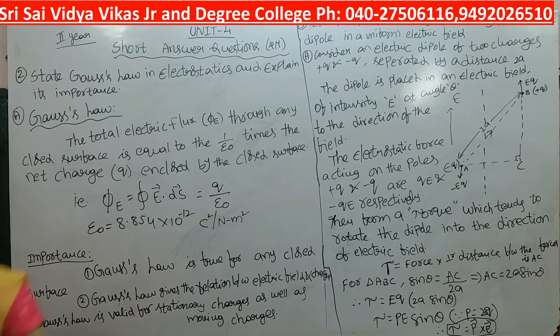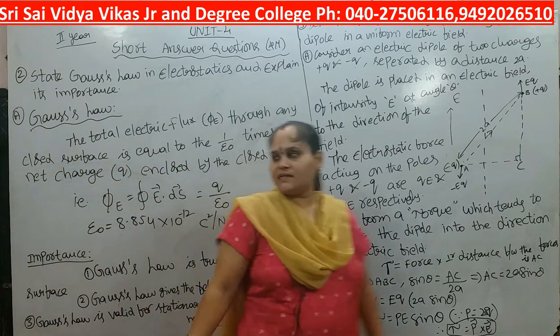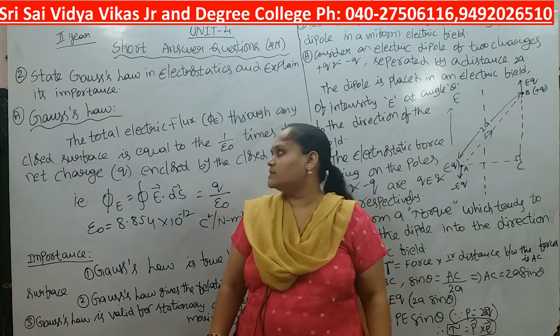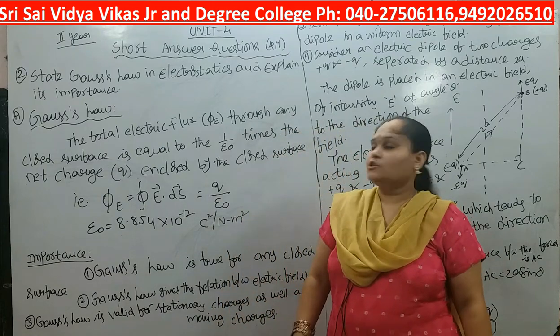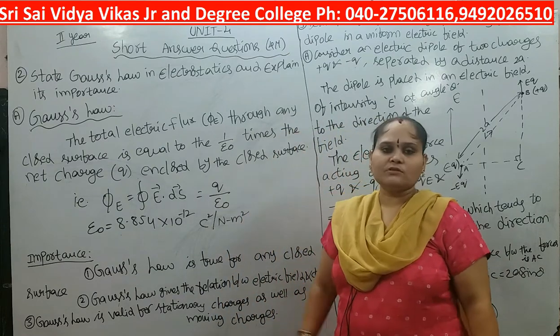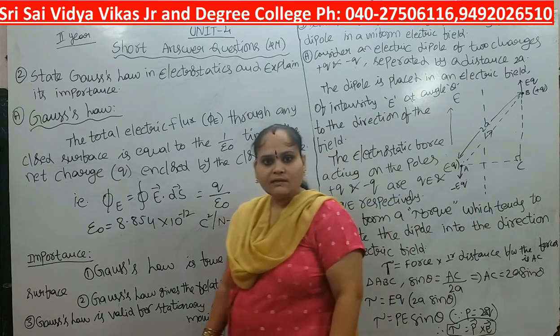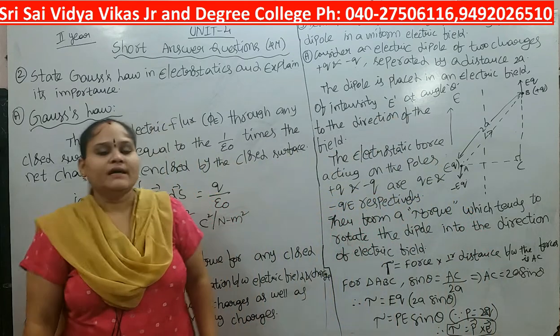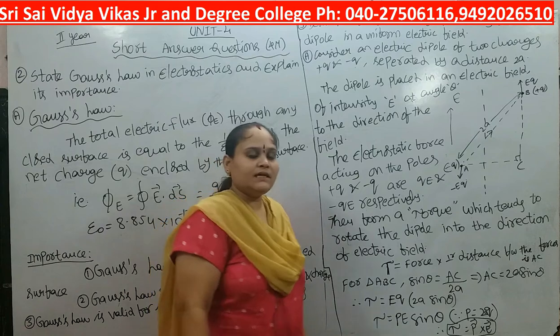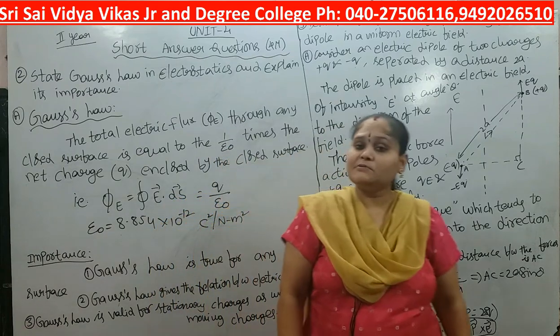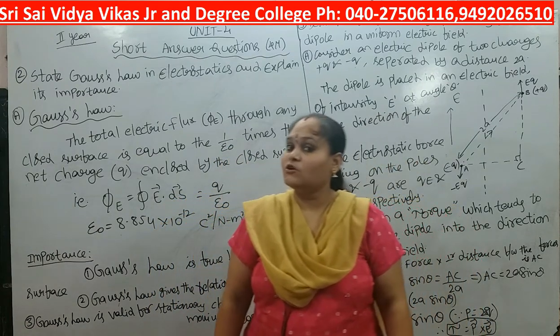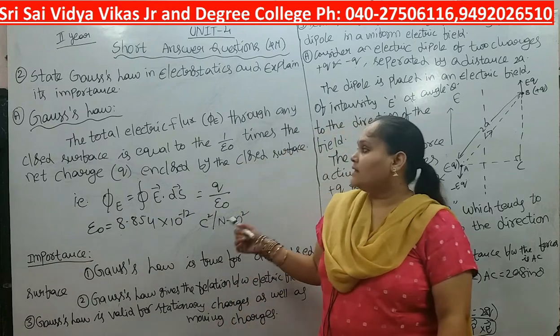And the next one is: state Gauss law in electrostatics and explain its importance. Gauss law states that the total electric flux through any closed surface is equal to 1 by epsilon naught times the charge enclosed in it. That is the Gauss law.